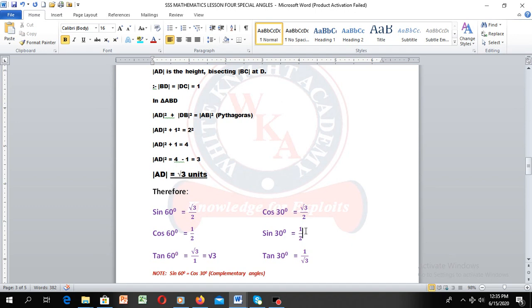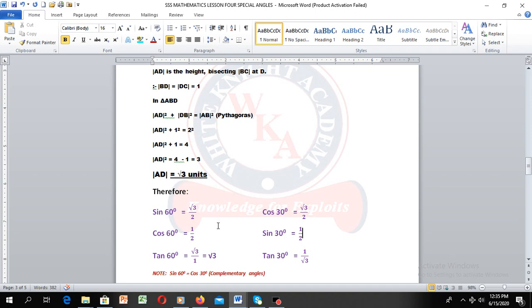If you also do sin 60, you get 0.8660, either you press your calculator or you check the four figure table. And root 3 is actually 1.732. So you have 1.732 approximately over 2, and that will give 0.866 approximately.